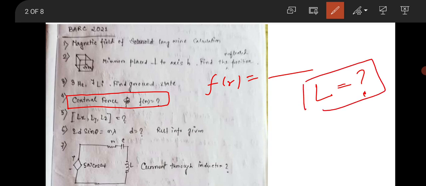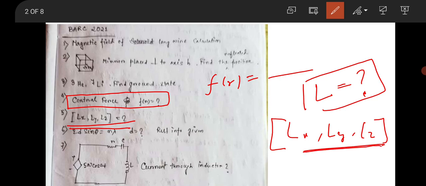Then there was this commutation, and this was a very confusing question because they gave Lx, Ly and Lz. Such commutations we generally don't know how to calculate. So I think this was a question for which we got a grace mark.